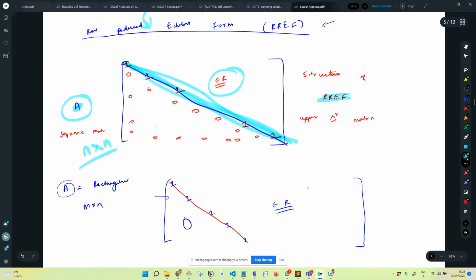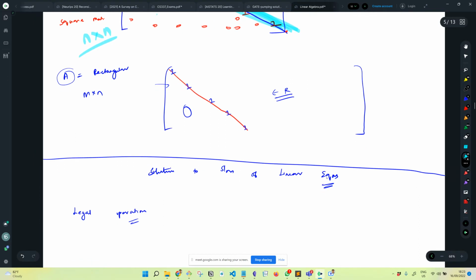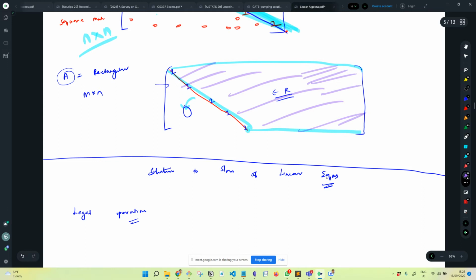Now, what will happen if A is a rectangular matrix? If A is a rectangular matrix, the leading diagonal will not span all the way till the bottom right corner of the matrix, right? If you draw the leading diagonal, it may stop somewhere in the middle. But still, our definition of RREF is consistent in the sense that the entries along the leading diagonal should be 1, entries below the leading diagonal should be 0, and entries to the right of the leading diagonal should be any arbitrary real number, which means this portion, the portion I'm shading in purple, can be any arbitrary real number. But the portion that I'm shading in red here should be all zeros.